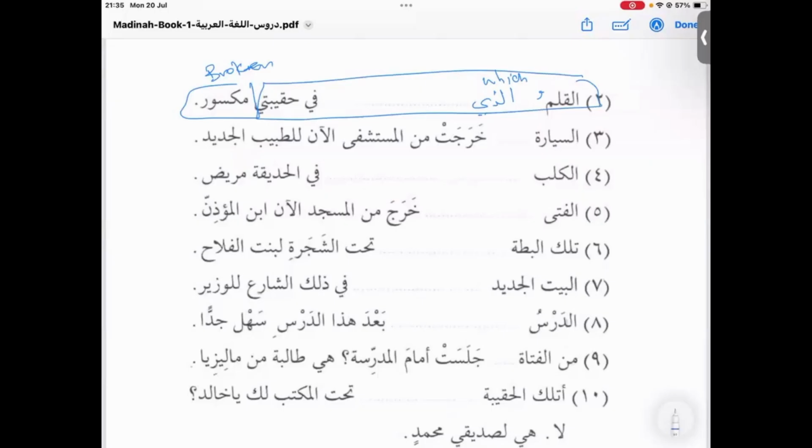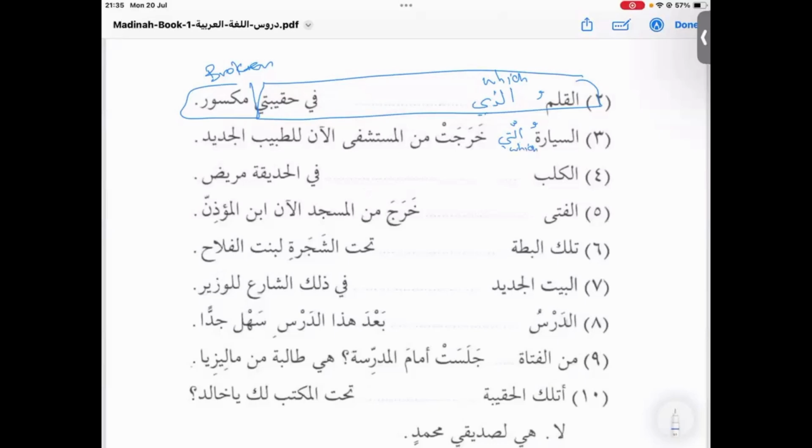Now as-sayyara is female, so what will you use? Will you use alladhi or allati? That will be allati. التي. جميل. السيارة التي. The car. Now obviously you can't say who because it's a non-human, so you have to use which.